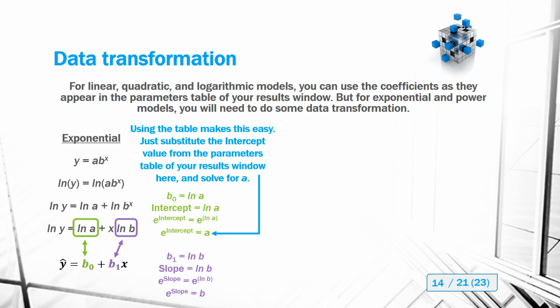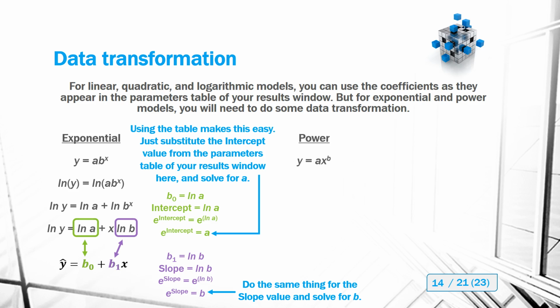So if I use the table, it makes this easy, because the table just gives me that end result that I need to transform the results I get into the results I need. I'm just going to take the intercept value in that parameters table, and I'm going to take e to that power, and that's going to give me the first coefficient for my exponential equation. And then I'm going to do the same thing with the slope parameter, and I'm going to get the coefficient b for my exponential equation.